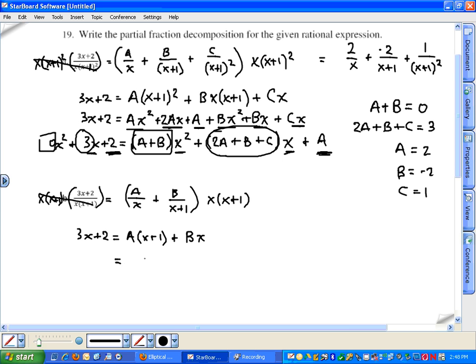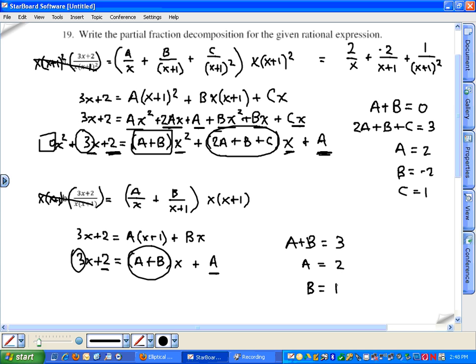Now rearranging, this is going to be ax, and this is going to be an a, so it's a plus b x plus a. Equating coefficients now, 3 is the coefficient of x, and a plus b is the coefficient of x. So a plus b is equal to 3. 2 and a are constants, so they have the same value. A is equal to 2, which means b is equal to 1. We have 2 over x plus 1 over x plus 1.